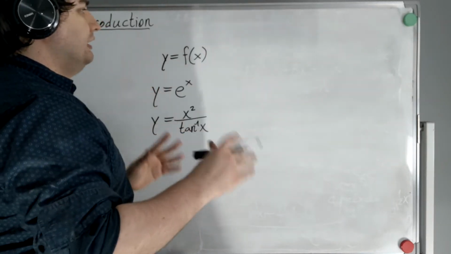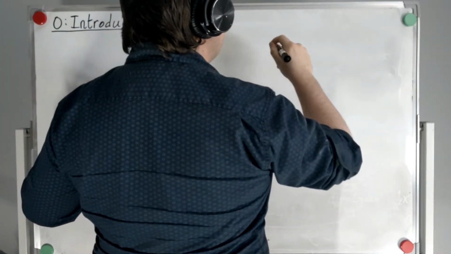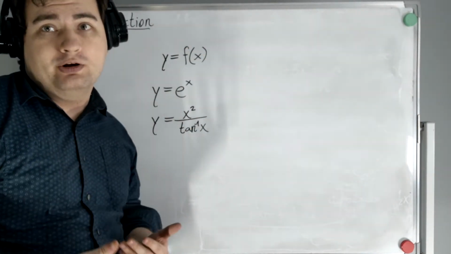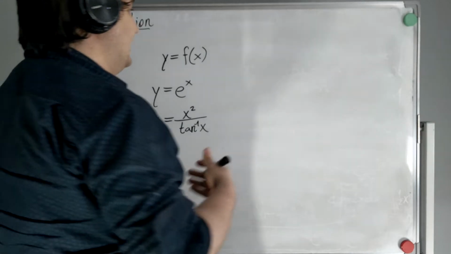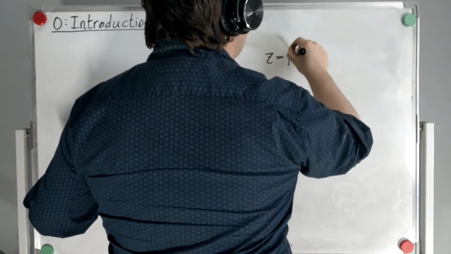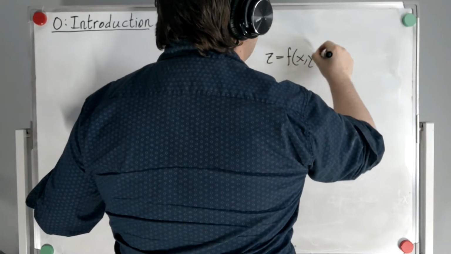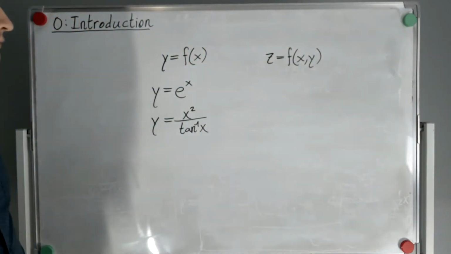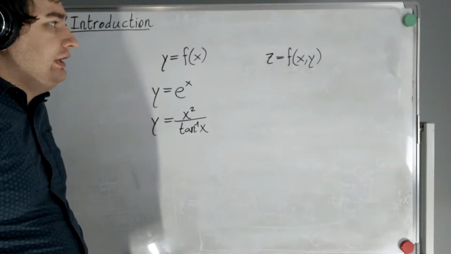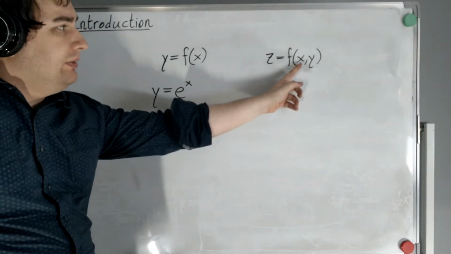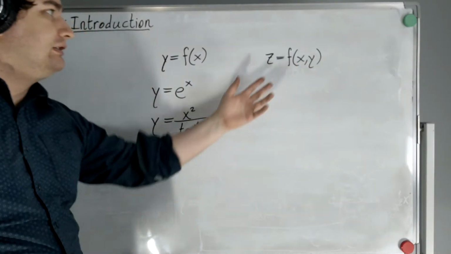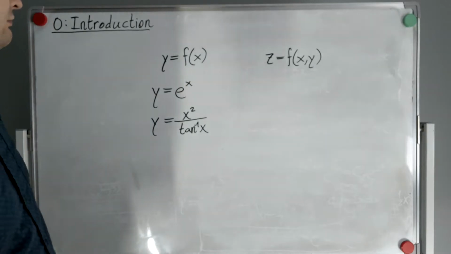Now, what we need to keep in mind, though, is that it is possible to have a function of more than one variable, more than one independent variable. In that case, you'd have something like z equals f of both x and y. This isn't that much different. It's just saying now you have to tell me what both x and y are in order for me to get a specific value for z.